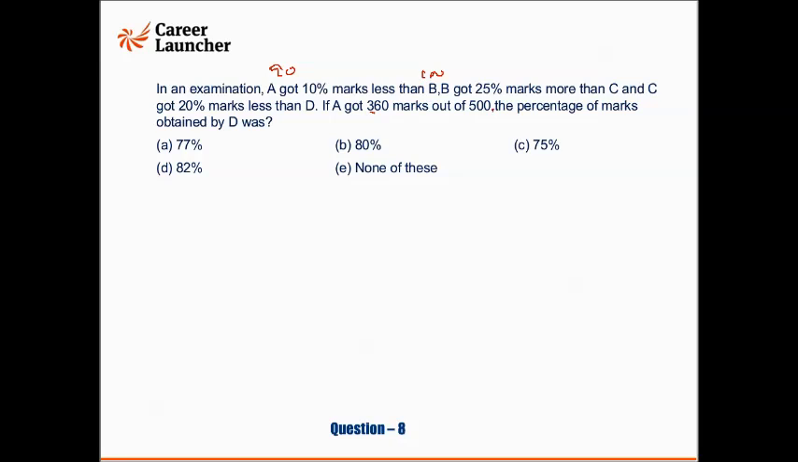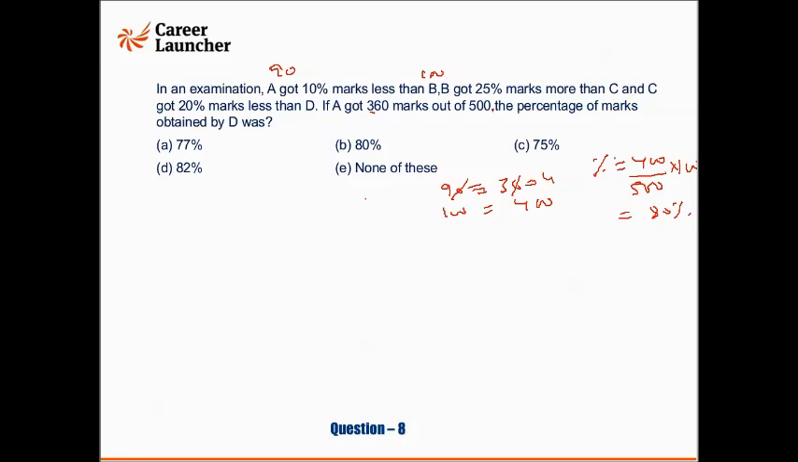Now this 90 is equivalent to 360 because it is given that A has got 360 marks. So 90 is equivalent to 360. You will get 4 times, and initially the marks of D was 100. So D's marks will be 400. So if you have to calculate the percentage value, that will be 400 out of 500. So if you do this calculation, you will get 80%. Okay, so in this way, you can do it orally.